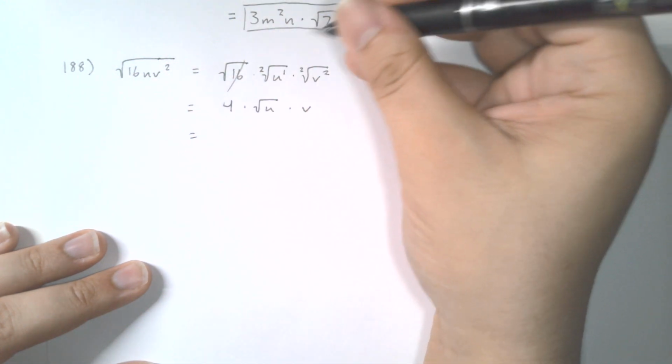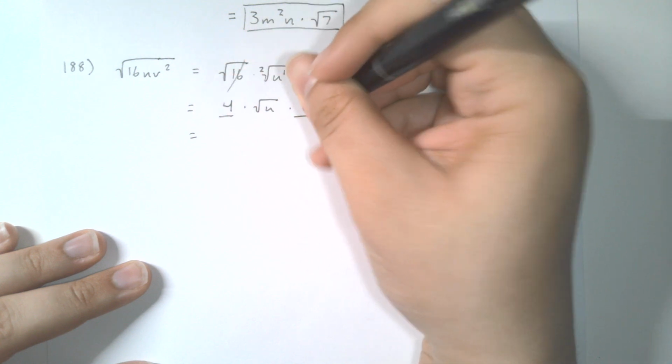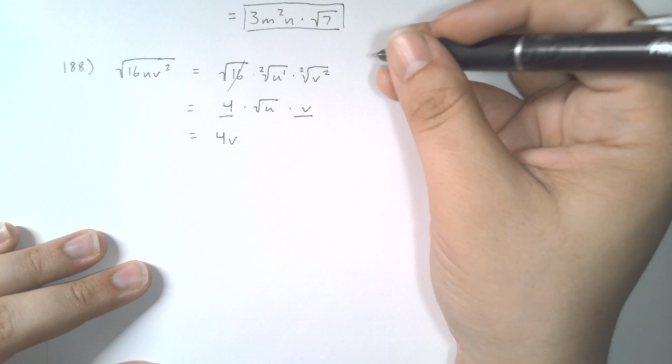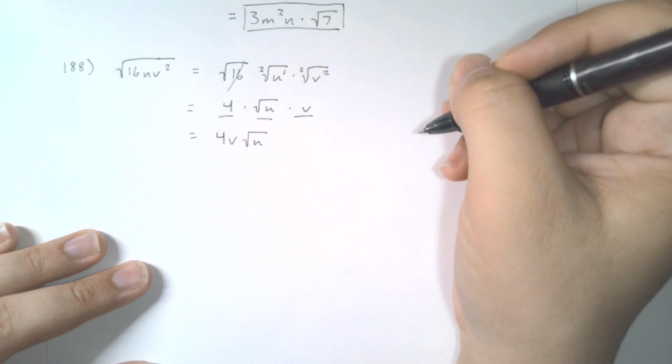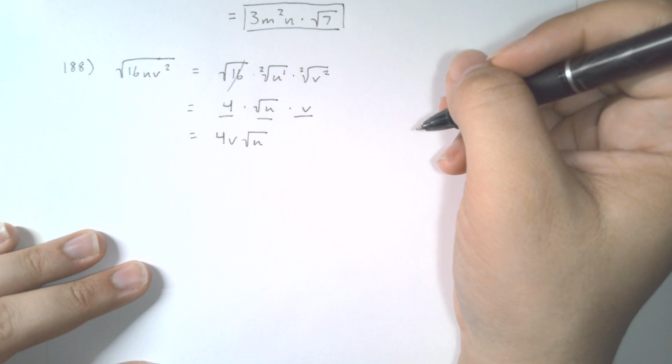So all the stuff on the outside of the root, we have a 4 and a v, so we have 4v. And then the stuff on the inside of the root, we have just this u. So we have 4v times the square root of u.